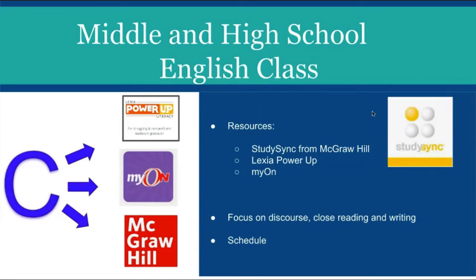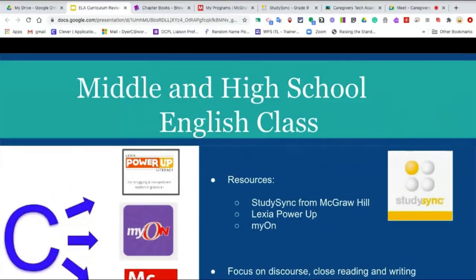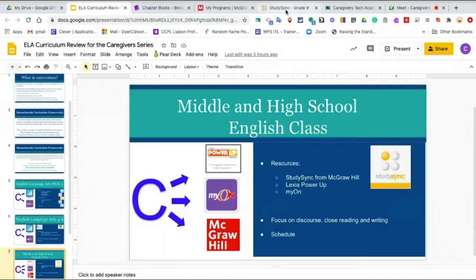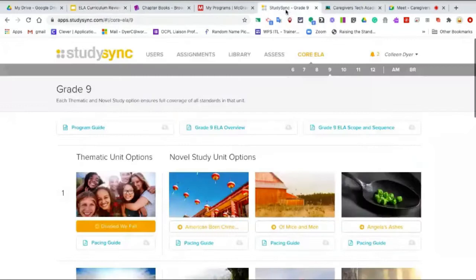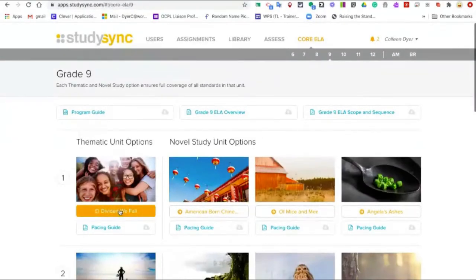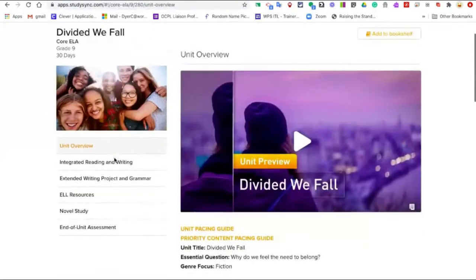If you look over here to the side, you see an icon that says Study Sync. Study Sync is actually the program housed within McGraw-Hill that we're using for our ELA this year. I'm going to click off so we can see for a moment. Study Sync does exactly what I was just describing for our younger children. It allows us to look at certain themes, but within these themes, it has multiple texts.